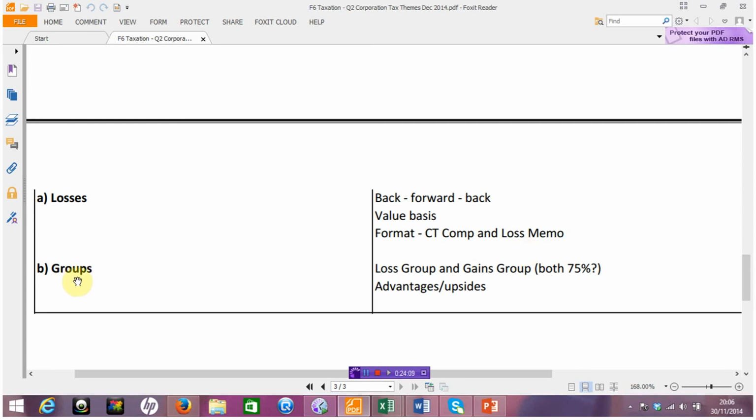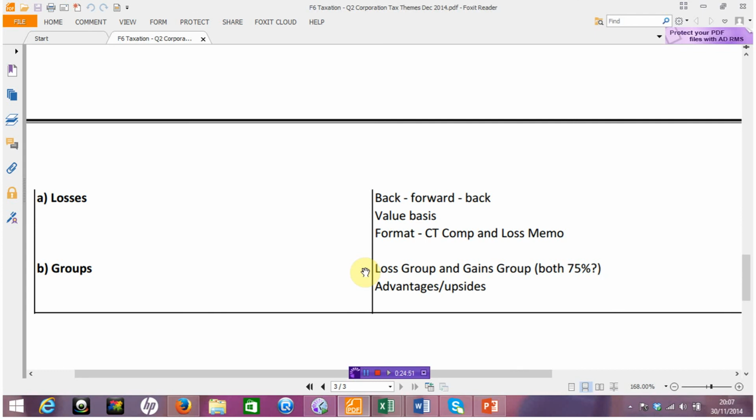Okay, next point is just groups. Not too much here. We should be familiar with that 75% percentage, and also just with the slight difference between the formation of a loss group and a gains group. Remember that gains groups or capital gains groups are easier to form because we're simply looking at a company and its 75% subsidiaries. We don't have to have any sort of walkthrough each of the companies maintaining at that 75% level, whereas for a loss group we do. In other words, we have to maintain that effective interest all the way through the group.